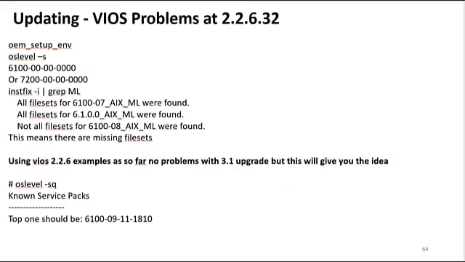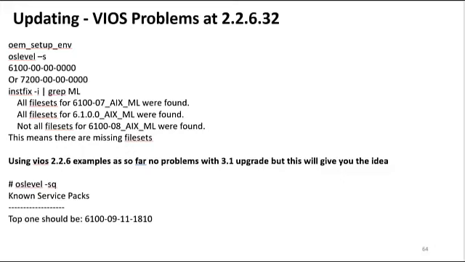What happens if you have problems? Well, I had some very strange problems when I was upgrading to 2.2.6.32. I haven't had them when I've been going to version 3. Things like I'll do an oslevel -s and it'll show 6.1 with the wrong values, or 7.2, well, it won't show 7.2 at this point, but 6.1. And if I do an installp, I find some missing filesets.